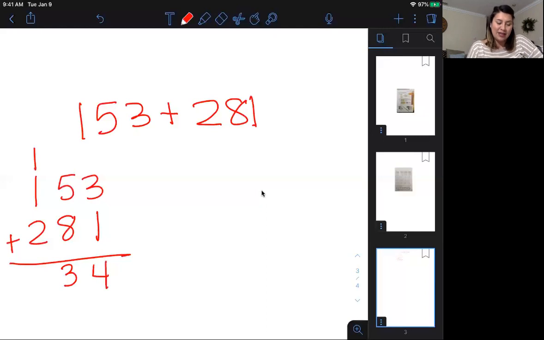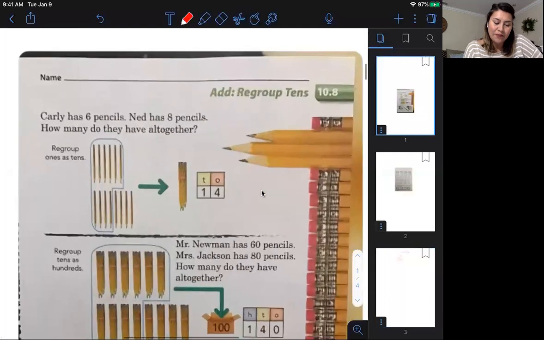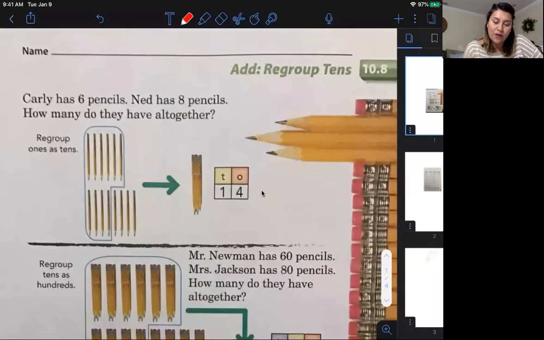All right, let's count this one. 2 plus 1 plus 1 is 4. So our answer is 434. And that, my friends, is exactly what we're going to be doing today. So let's read the front of our paper.